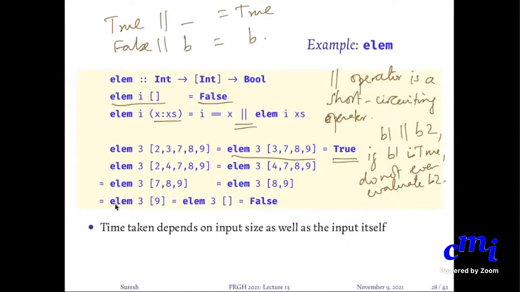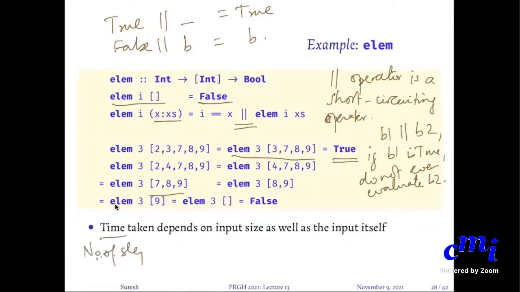Elem of 3 in 2 4 7 8 9 will be elem 3 in 4 7 8 9, which will be elem 3 in 7 8 9, which will be elem 3 in 8 9, which will be elem 3 in 9, which will be elem of 3 in the empty list, which will be false. Now here is an example where the time taken, the number of reduction steps, the number of steps taken. Time is number of steps.